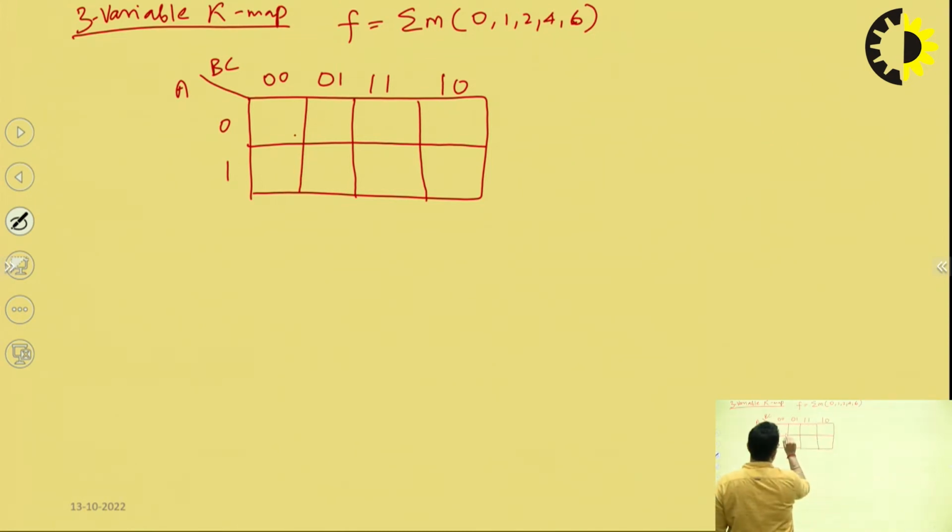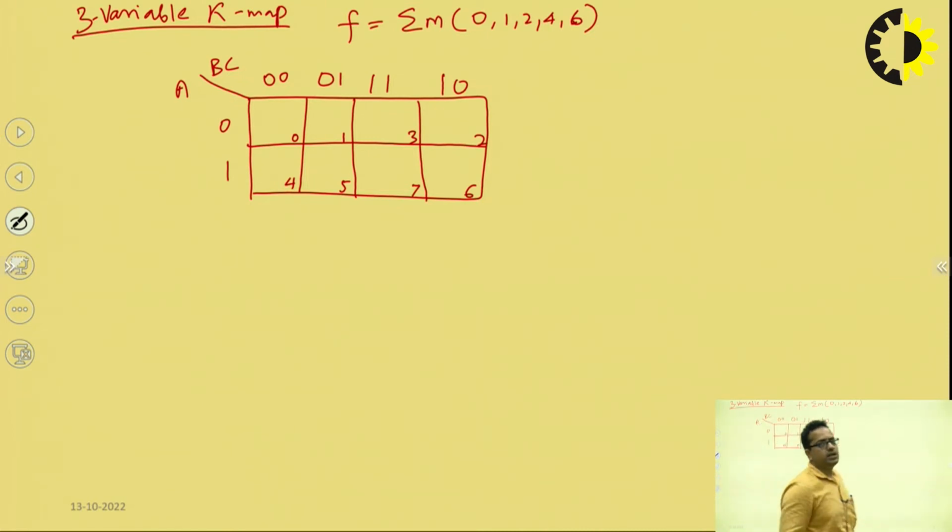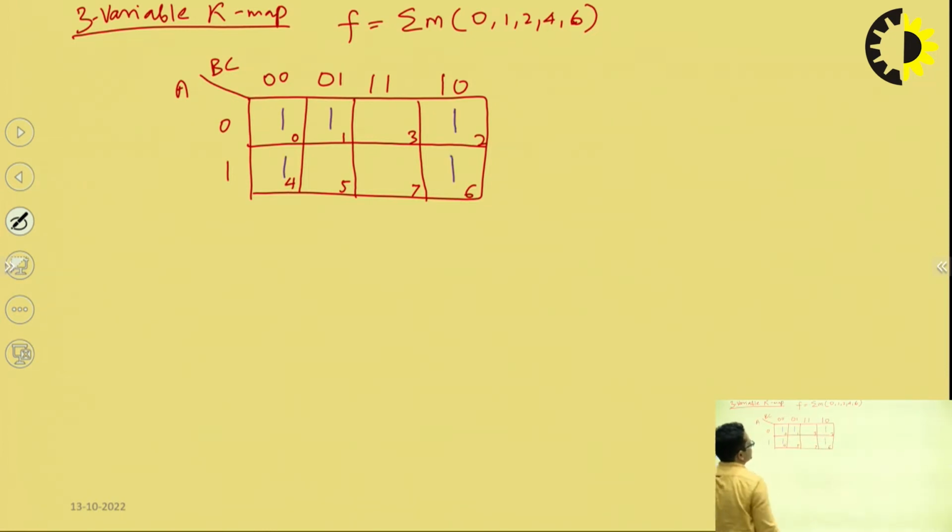So we will fill first 0, 1. Instead of filling second last, first fill the last: 2, 3. Similarly, 4, 5, 6, 7. So this is the decimal equivalent value of each and every cell of the K map. Now in order to get the reduced form of a Boolean expression, we have to write the minterms. So it is 0, 1, 2, 4 and 6.